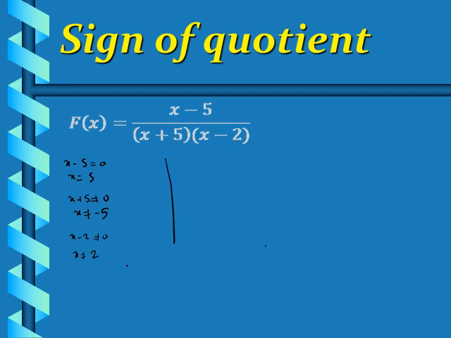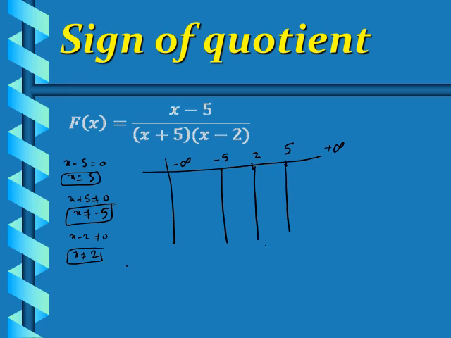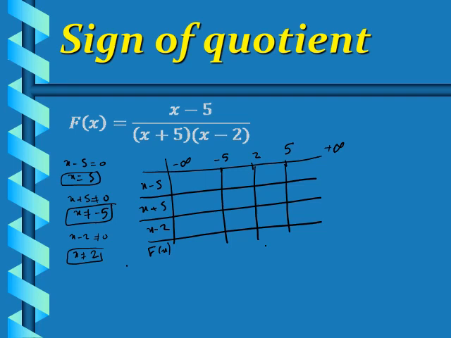Draw a table from minus infinity to plus infinity. Solutions: 5, minus 5, 2. X minus 5, x plus 5, x minus 2, f of x.